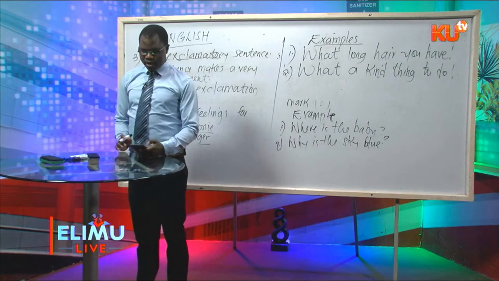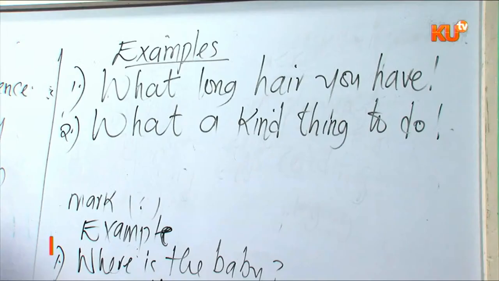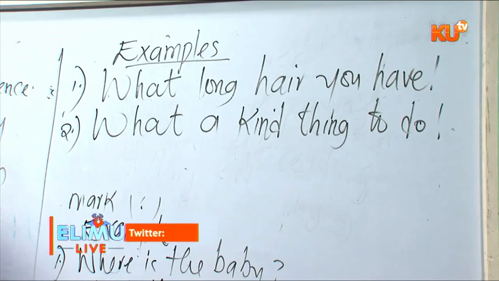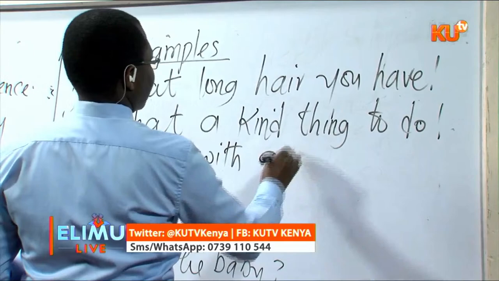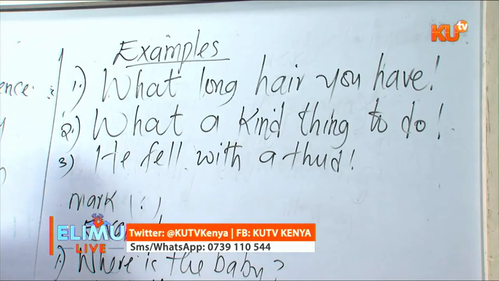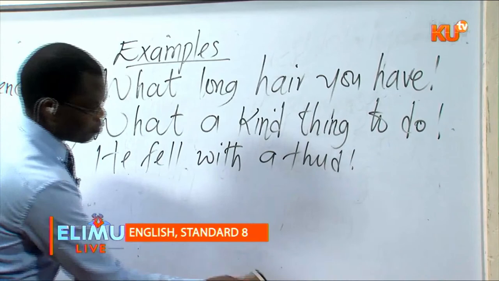Another example of an exclamatory sentence: he fell with a thud. He fell with a thud is an example of an exclamatory sentence. They are used to show strong feelings, for example, surprise or anger.